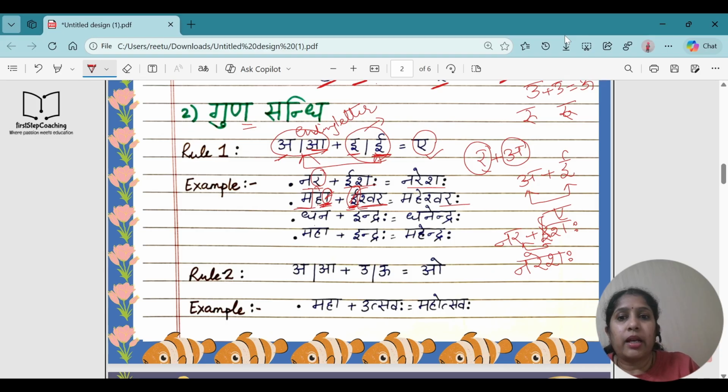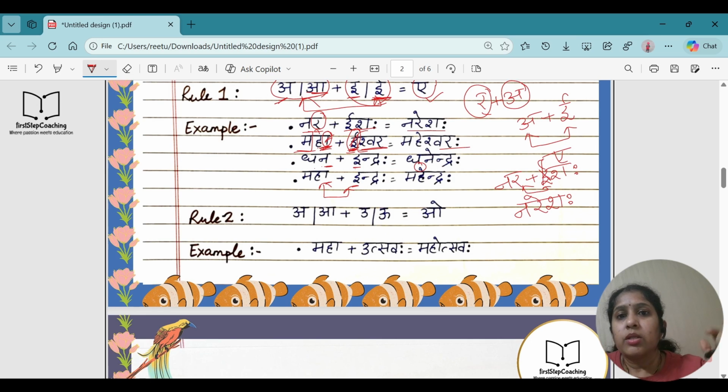Same way if you see Dhan and Indraha. So Dhan is ending with A, Indraha is starting with E. So A plus E will give you E. Correct? Same way if you see Maha plus Indraha. So it is A, it is E. So A plus E will make it E. Right? I'm hoping the first rule of Gun Sandhi is clear to everyone. Let's go for the second rule. So the second rule is similar to the first one, but this time A and Aa are not getting joined with E.